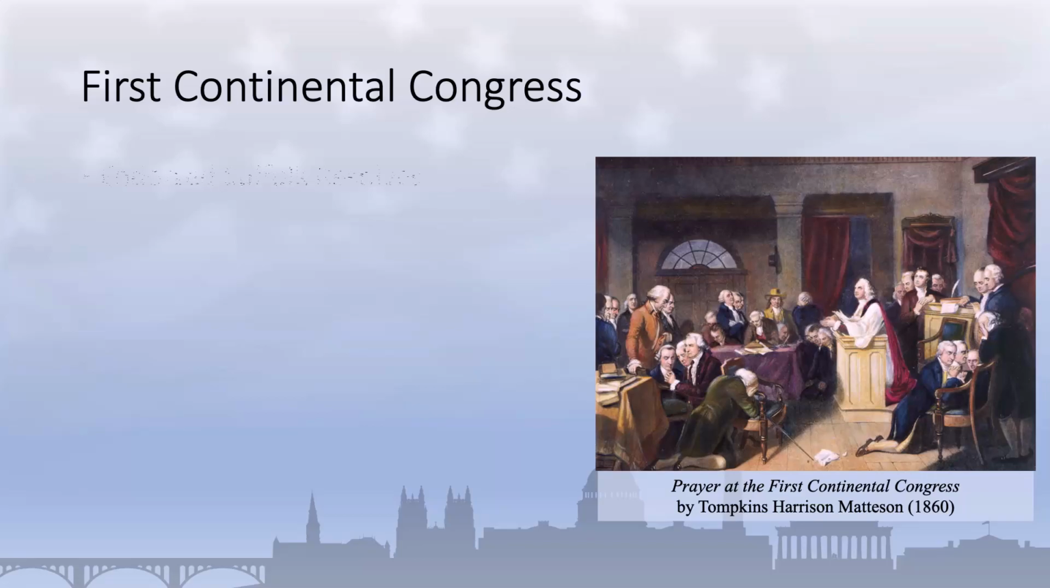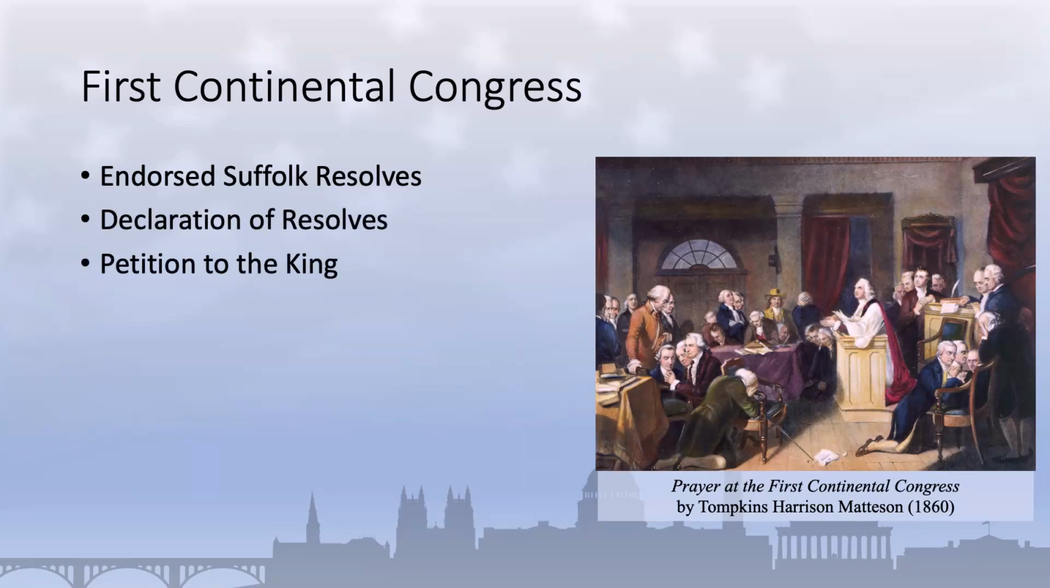The Congress endorsed the Suffolk Resolves, a measure originally passed by several counties in Massachusetts that included a declaration of grievances, called for a boycott of British goods imported into the colonies, and urged each colony to establish its own militia. It also passed a declaration of resolves and petition to the king, which included an extensive list of grievances and called for the repeal of the Intolerable Acts.